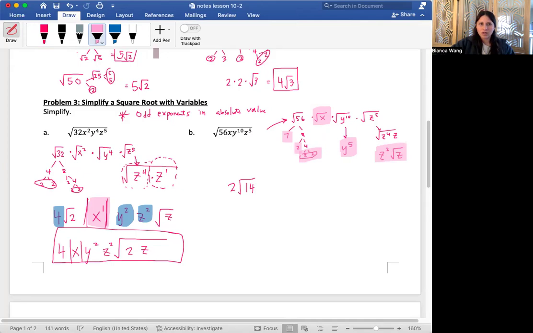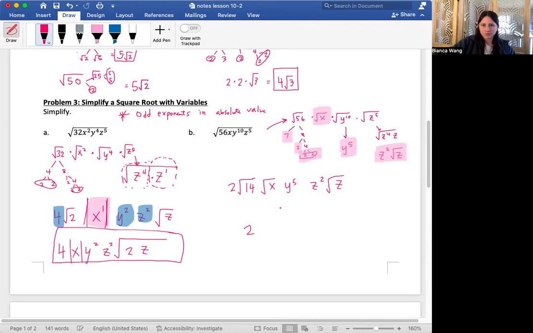Now I'm going to bring this all together. What I would have is 2 times square root of 14 times square root of x times y to the 15th times z to the 2nd times square root of z. Now let's reorganize. Everything that has a radical is going to go under the same roof. Everything that does not have a radical, we're going to put in front. I don't know why I wrote that as 15. That should be y to the 5th power.